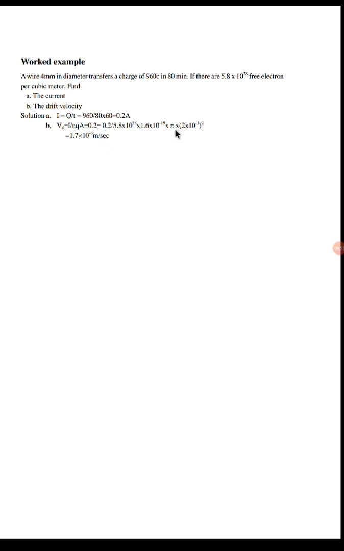The cross-sectional area is pi times r squared, where r is 4 millimeters divided by 2, so pi times 2 times 10 to the power of negative 3, all squared. When you multiply all these things and divide the current by them, the result is 1.17 times 10 to the power of negative 6 meters per second. This is the drift velocity of an electron.